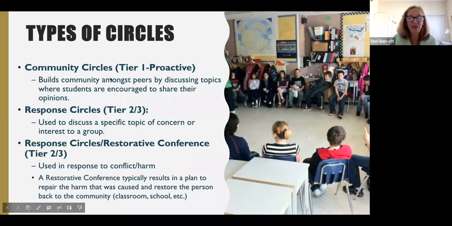We talked about the different types of circles. Community circles, if you're doing MTSS, multi-tiered systems of support, would mean tier 1. It's something that anyone can do. Response circle is more tier 2, to address a specific topic of concern. And then tier 3 are those restorative conferences where you're really bringing in a lot more resources. It's more highly structured, and you're resolving a particular harm or conflict and coming up with a resolution.